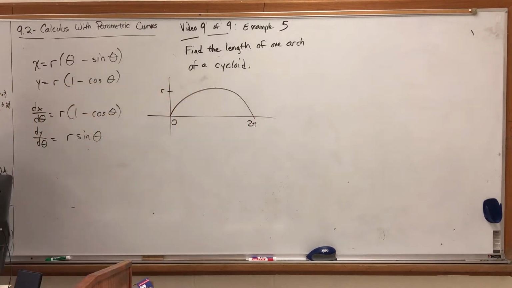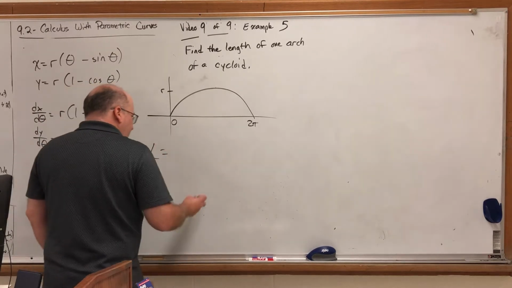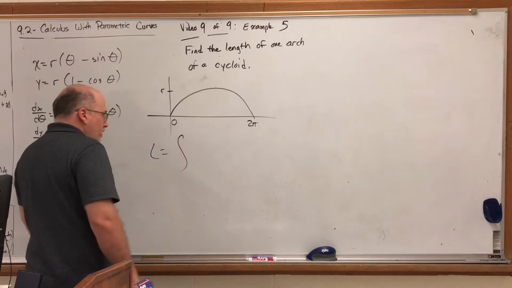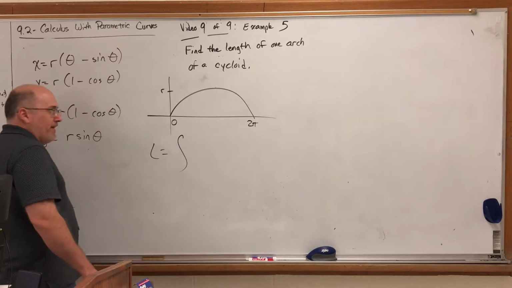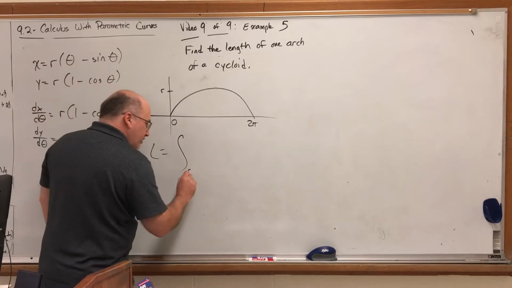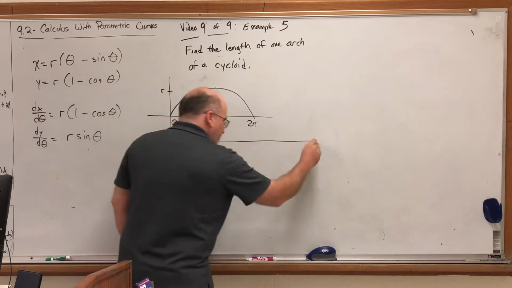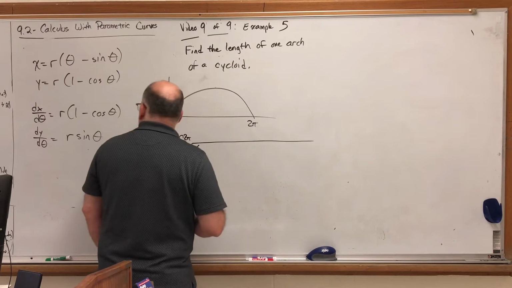I've already written not only the parametric equations for a cycloid of a circle of radius r, but the derivatives of them since we've seen them already. Because we're going to need those derivatives when we set up the arc length. The arc length is going to be from, remember the values of the parameter were 0 to 2 pi for one complete arch, 0 to 2 pi, square root of the sum of the squares of the derivatives.